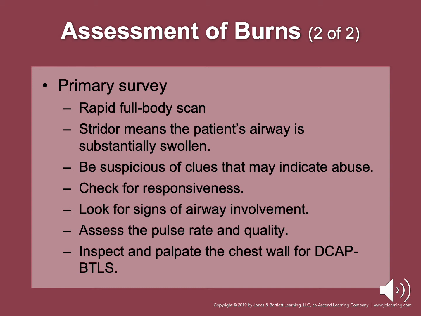Check for responsiveness, control life-threatening bleeding, and ensure a clear and patent airway. Signs of airway involvement include hoarseness, stridor, cough, singed nasal or facial hair, carbon in their sputum, and a history of burn in an enclosed space. Inspect and palpate the chest wall for DCAP-BTLS. Assess the pulse rate and quality. Provide rapid transport to the closest and most appropriate facility. And if a burn center is not available, a level 1 trauma center is the next best option.